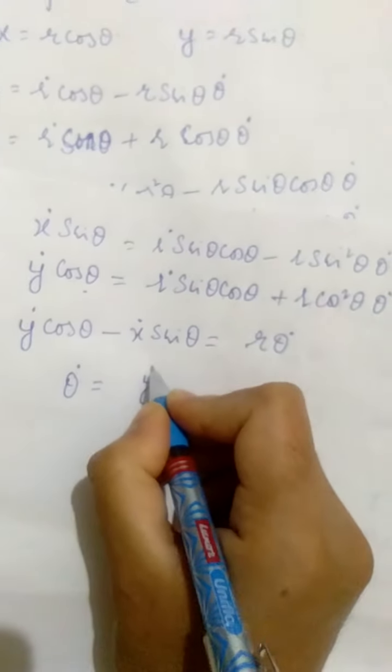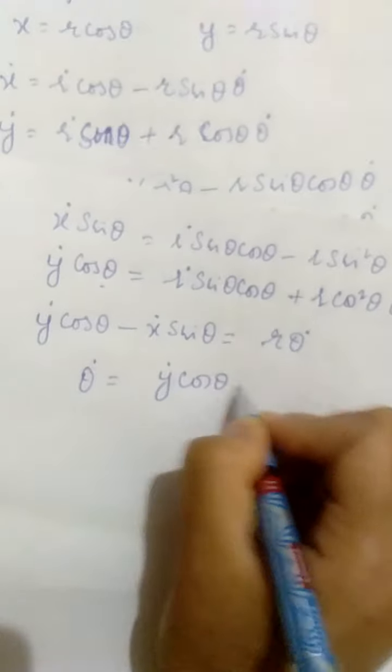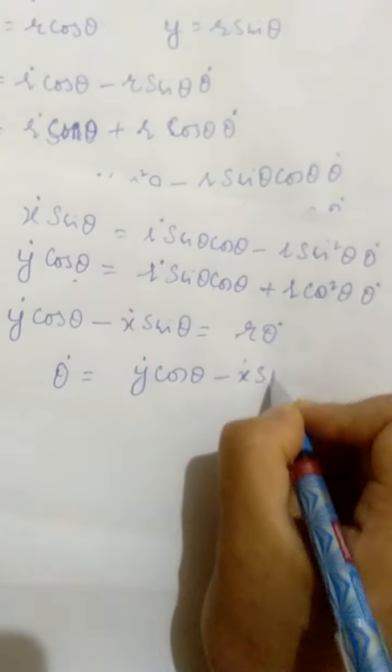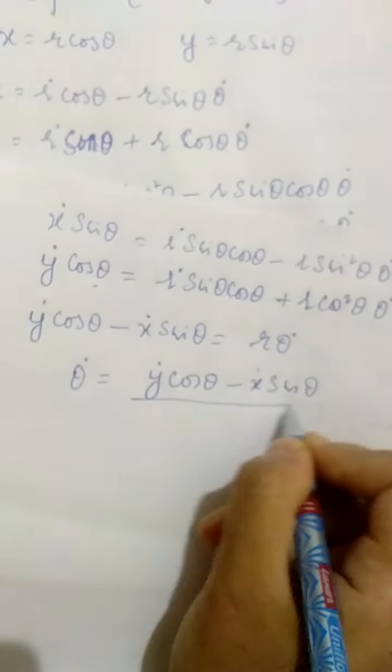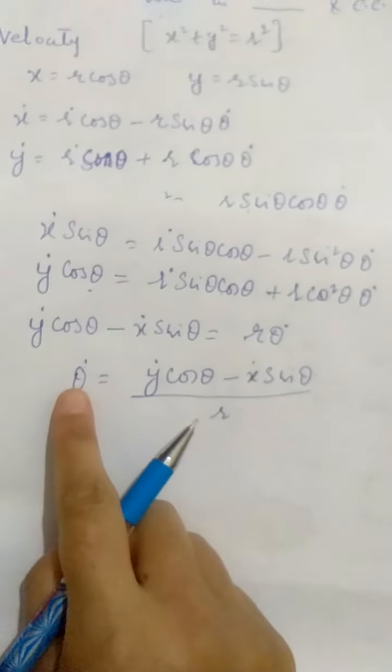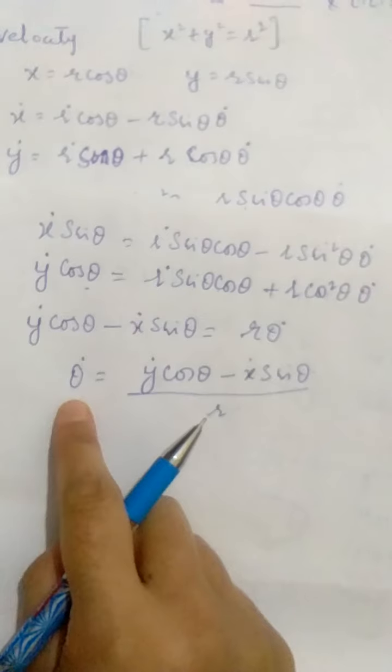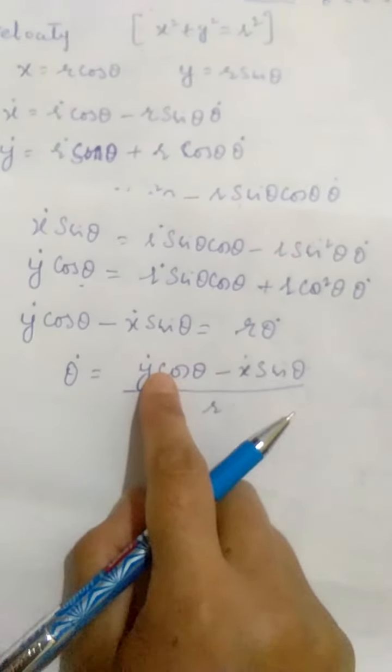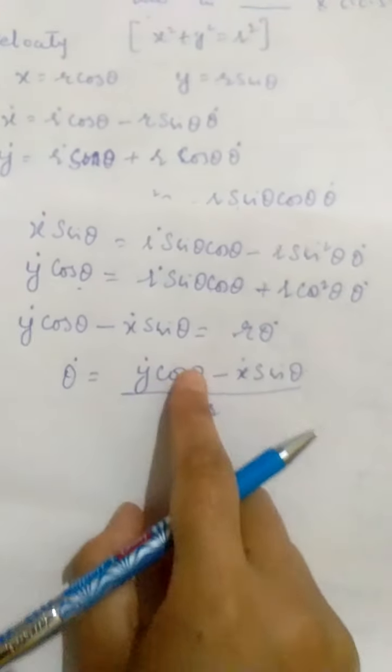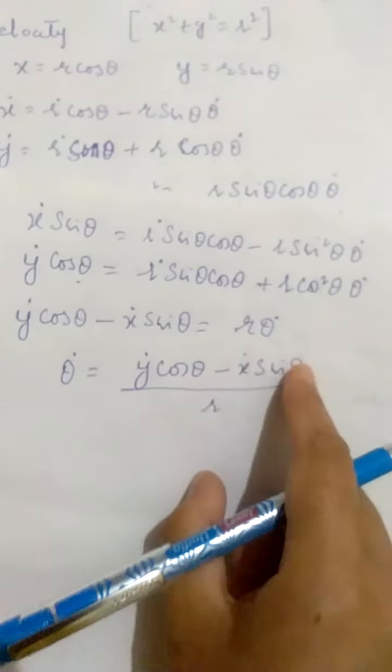Theta dot is (y dot cos theta minus x dot sine theta) divided by r. Again we shall use the same principle: we intend to bring this theta dot purely in terms of x and y. Therefore I will multiply and divide by r. For r cos theta I can write x, and for r sine theta I can write y, right?